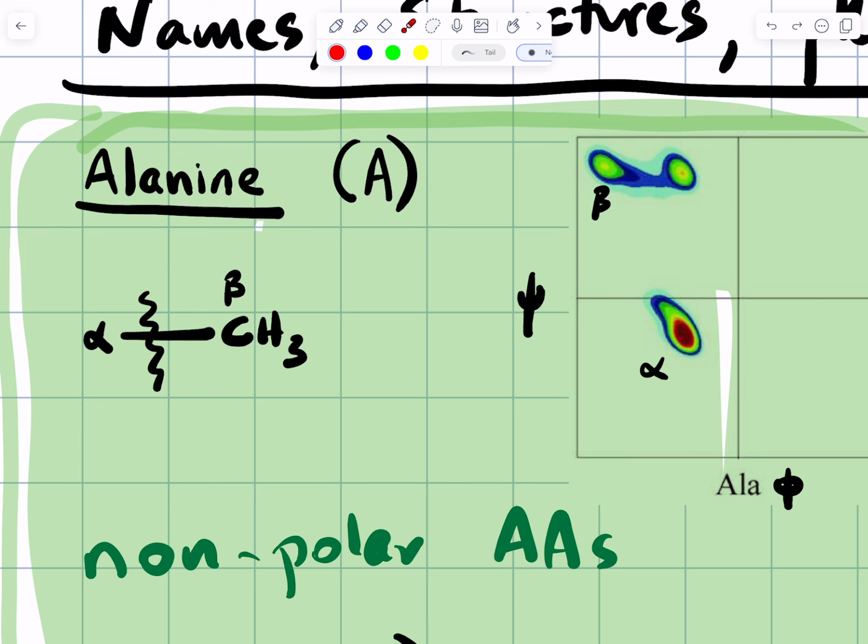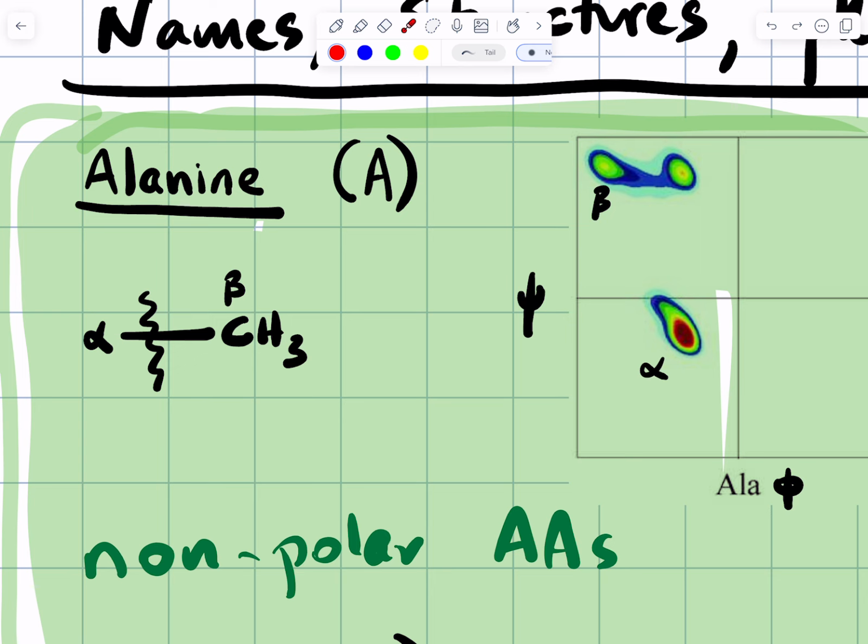One of the conclusions you could make from this data is alanine's pretty comfortable, very comfortable in fact, very favorable in an alpha helix, and maybe okay in a beta sheet.